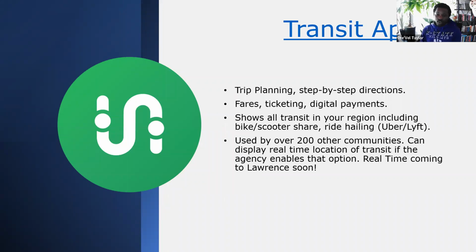It shows all the different modes of transportation within your region that partner with Transit app. So if you have a bike share or scooter share program in your community, it'll show that. If there's ride hailing like Uber and Lyft, it'll show that as well. And it'll also show your fixed route service if your fixed route service is working with Transit.